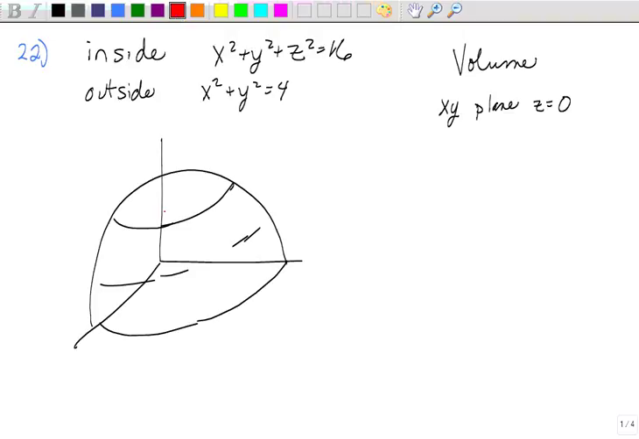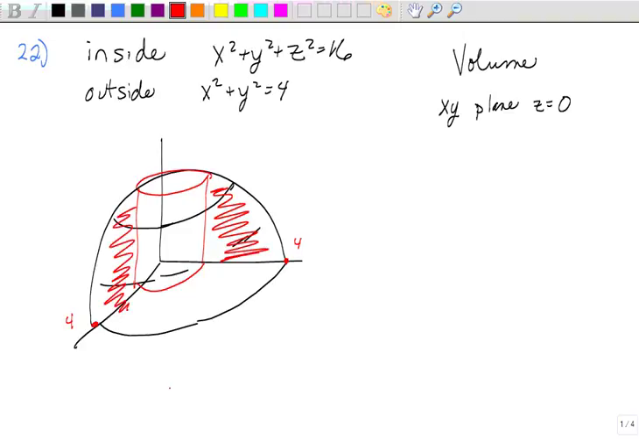And then I have a cylinder. Okay, this is 4 and 4. Then I have a cylinder here, and I'm going to cut out. And that's just in the first octant, the picture. And I want this area around, or the volume around that. And I'm only going to do the top half and then multiply by 2.